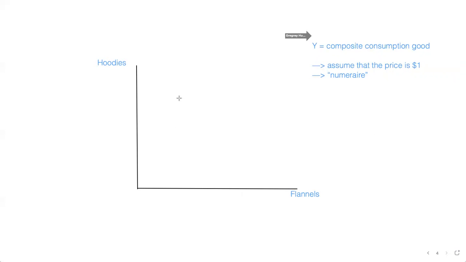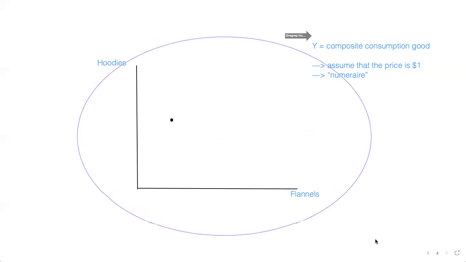Okay, so help me out a little bit more. I'm going to draw a point here, and can you tell me what that point means in this consumption space? Yeah, to me, it seems like the person, whoever it represents, prefers the hoodies because it's higher on the axis of the hoodies than further on the axis of the flannels.